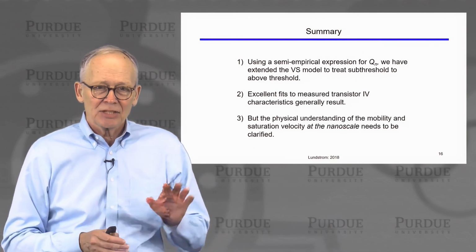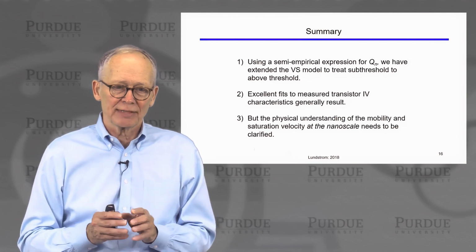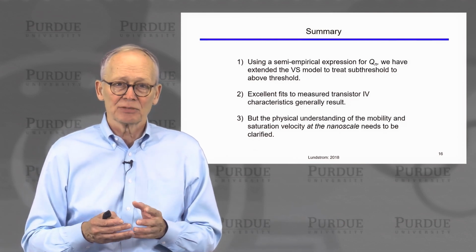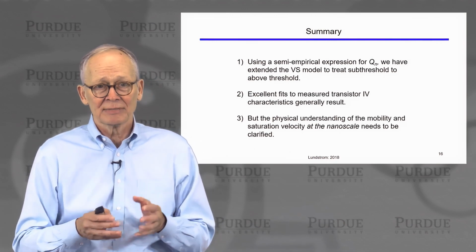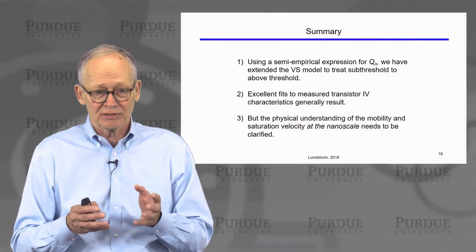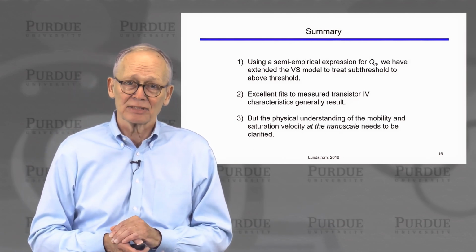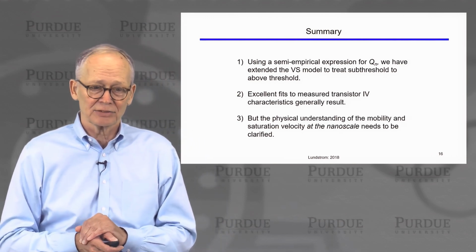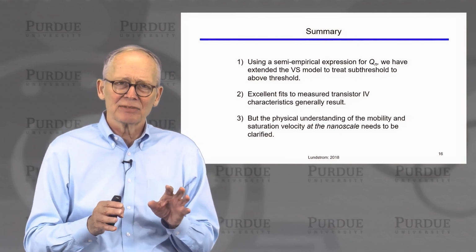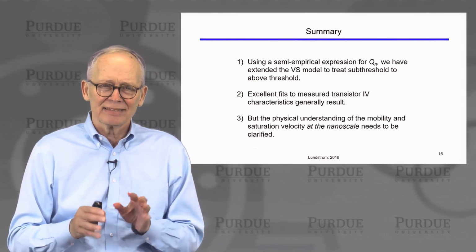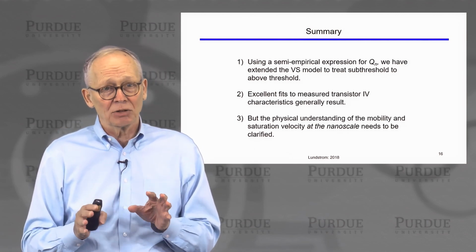So let's summarize. Using this semi-empirical model that we developed for the mobile charge versus gate voltage, we've extended the virtual source model so that it now treats subthreshold to above threshold continuously, linear to saturation region continuously. This model now produces excellent fits to the measured characteristics of very short channel modern transistors. But our physical understanding of what mobility and saturation velocity mean at the nanoscale is still unclear and needs to be clarified. That's what Unit 4 is going to be all about.